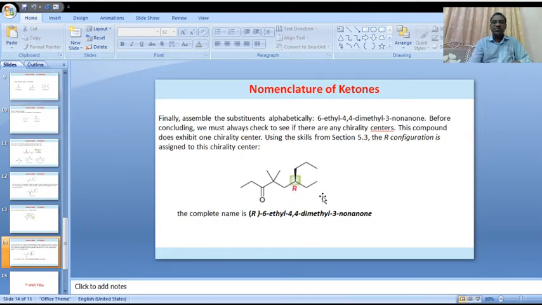In the name, we should always mention the chirality center. When concluding the name, first we should observe if there is any chirality center in the compound. If there is one or two chirality centers, we should mention the configuration of those chirality centers before the name. Before the name. Is it clear, all of you?